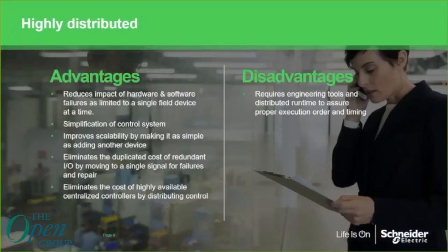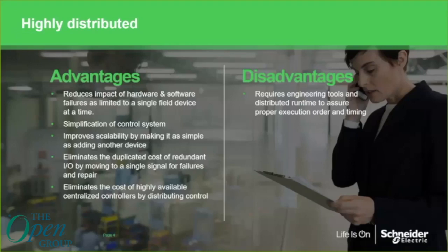Highly distributed approach has some advantages and some disadvantages as well. If you go highly distributed, you can reduce the impact of hardware and software failures because they're limited to a single field device. So instead of having an I/O card with multiple channels and it dies, therefore you need to have two of them, you could limit your system to a single signal failure. It can simplify the control system. It's diverse, it's spread across, but the controls themselves could be simpler, fewer pieces to deal with, less to be installed. Improved scalability, since you would simply add in another field device when you need it. Eliminates the cost of the duplicate equipment that I mentioned earlier, and eliminates the cost of the highly available centralized controllers. A lot of times the controllers are quite expensive and having two of them is an additional cost.